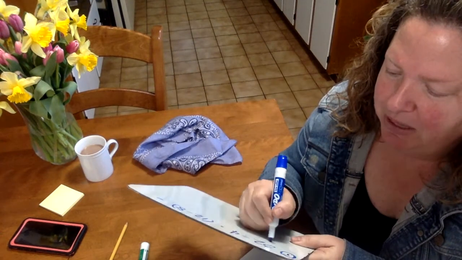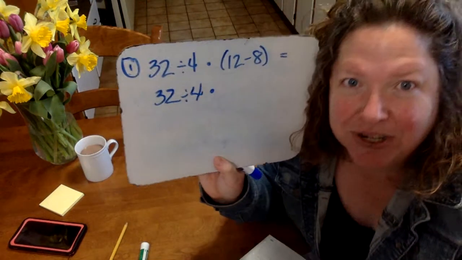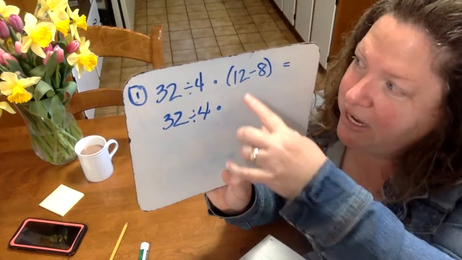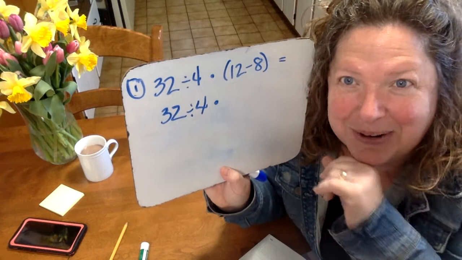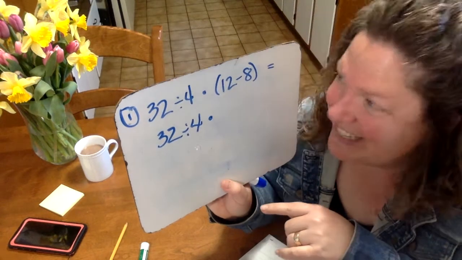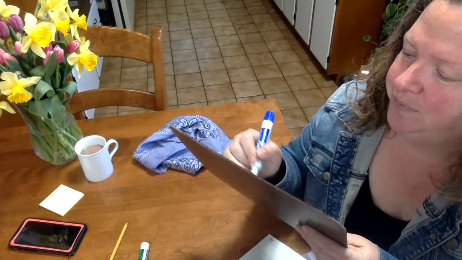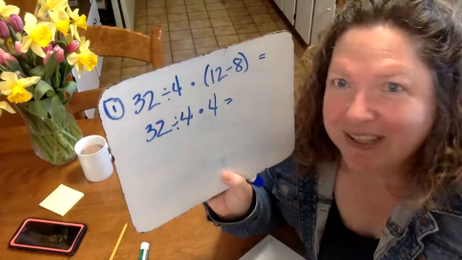So I'm going to keep the 32 divided by 4. I'm going to keep the multiplication sign. The only thing I'm going to change, I've blasted this part out of the sky. So this is like harkening back to a video game when I was a kid. This was kind of a long time ago. So 12 minus 8, 4. Am I done yet? No.